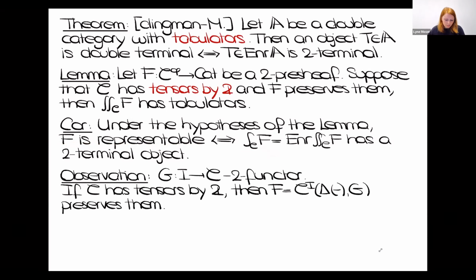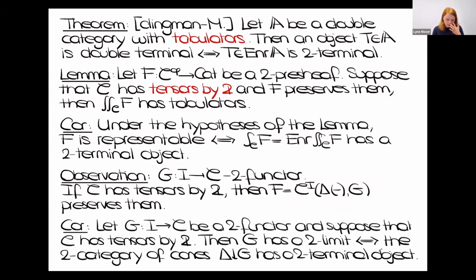And so in particular, if we look at the case of 2-limits again, we retrieve a result that was kind of known, because in some cases you can see that the second aspect of the universal property is actually implied by the first one, namely when C has tensors by 2. When C has this tensor by 2, then this functor always preserves them. And so you can reformulate this representation theorem for 2-limits as follows.